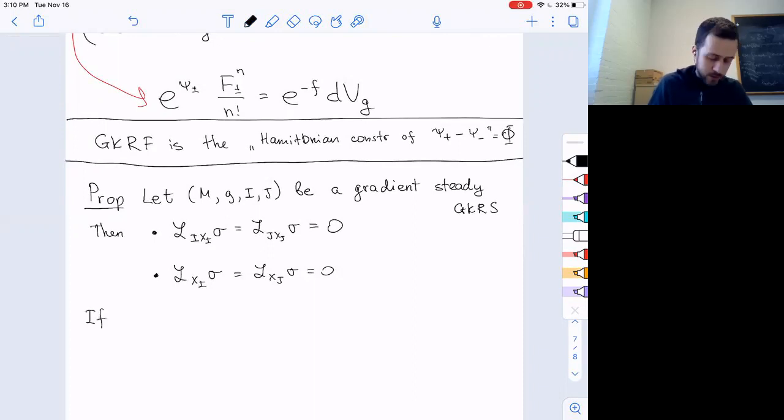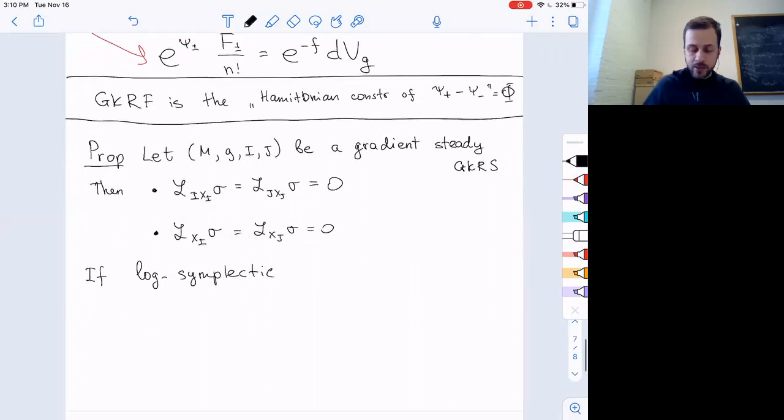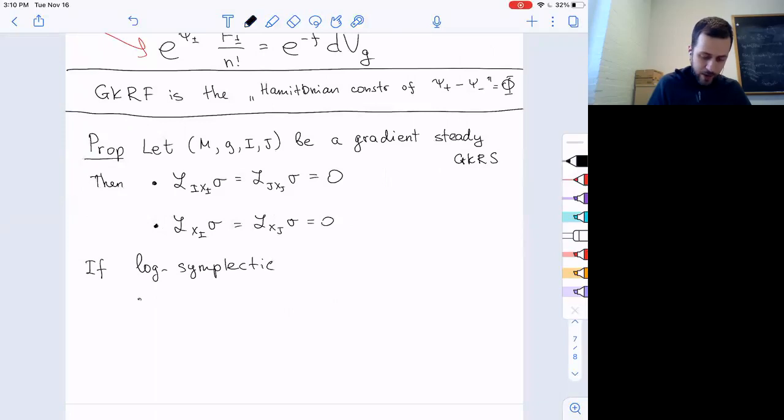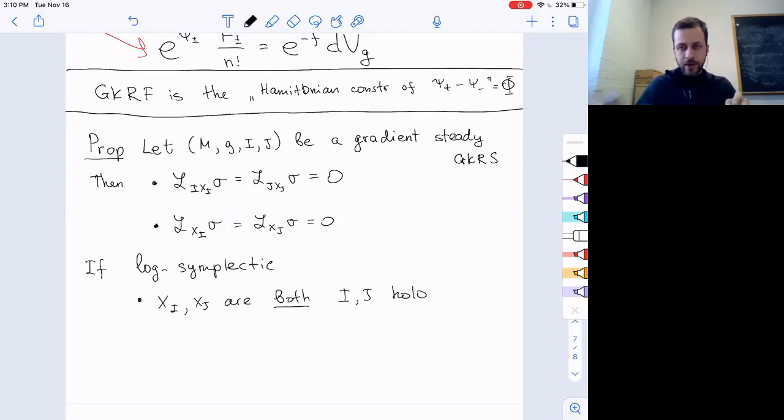If, on top of that, you assume that your structure is log symplectic, meaning that F plus or F minus is defined on an open dense set, then you can actually prove that Xi and Xj are both I and J holomorphic. Remember, so far, Xi was I holomorphic and Xj was J holomorphic. It turns out that if your structure is log symplectic, they both will be holomorphic with respect to both structures.